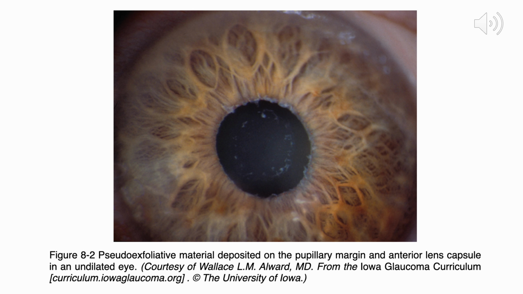These whitish, flaky deposits often appear in a radial distribution, following the natural architecture of the iris. At this stage, before dilation, the full bullseye lens pattern may not be visible, but the pupillary margin changes can still serve as an important early clue to the diagnosis. Careful slit lamp examination for these subtle deposits can allow detection of pseudoexfoliation syndrome before more advanced glaucomatous damage develops.